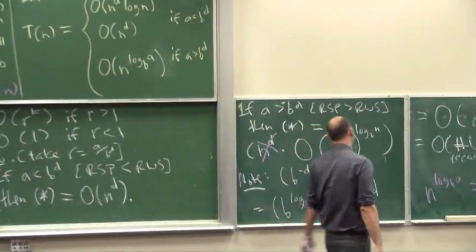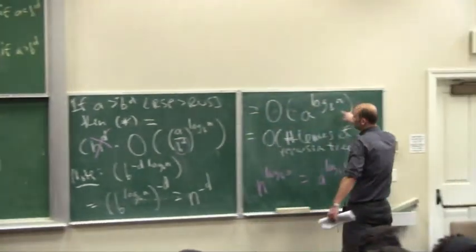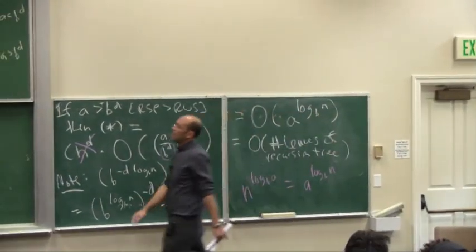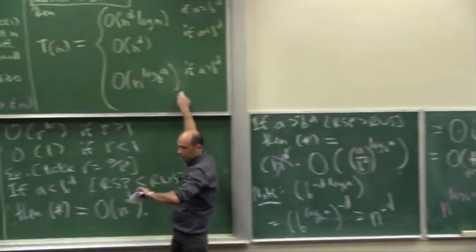So in proving that the third case evaluates to the number of leaves, I have in fact proved to you that the running time in the third case of the master method is this third case here.